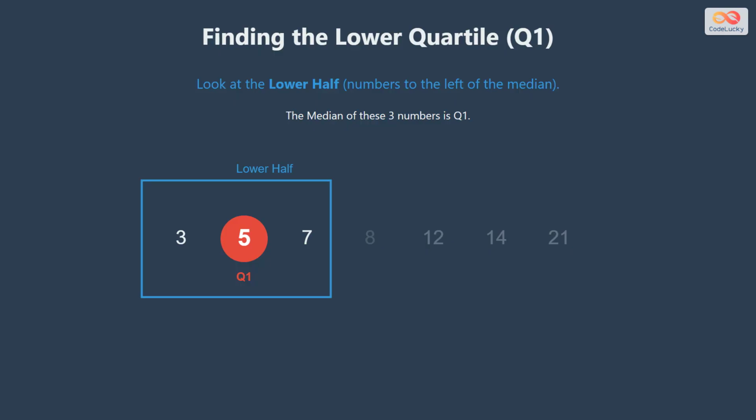Now focus only on the numbers to the left of the median. These make up the lower half, 3, 5, and 7. To find Q1, simply find the median of this small group. The middle number is 5. So 5 is the first quartile.